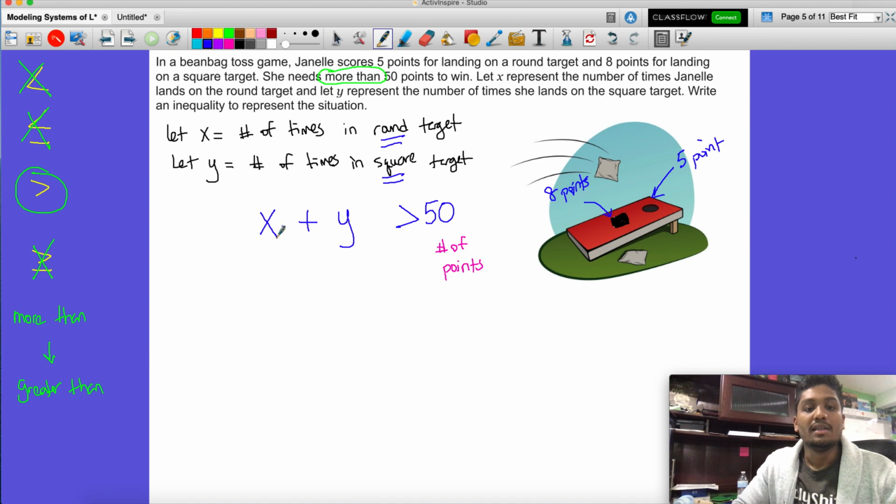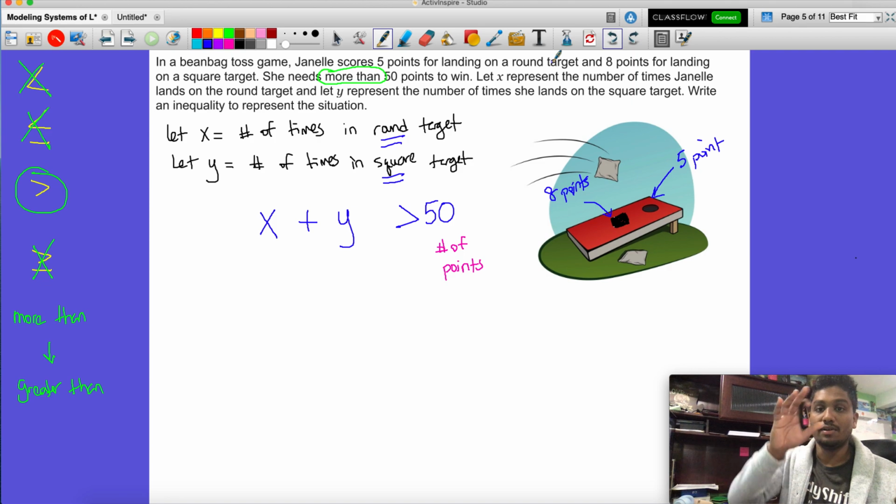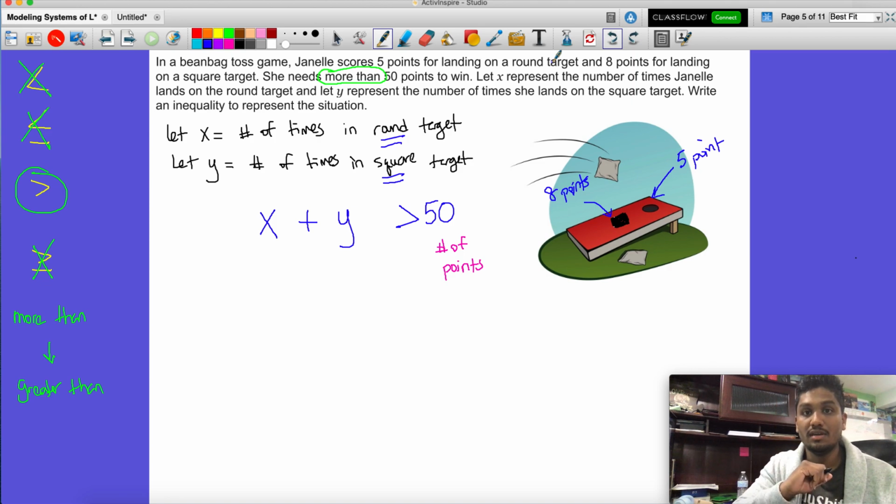Now these X's and these Y's don't represent the number of points. This just represents the number of times that you throw it into a round target. So if they throw it 3 times in a round target, how many points would they have gotten? Well, how many points do they get for landing in a round target? That's in the first sentence here: Janelle scores 5 points for landing on a round target. So if I threw it 3 times in a round target, each one being 5 points, we get 5, 5, 5, or 5 times 3, which is 15 points, which is not represented here.